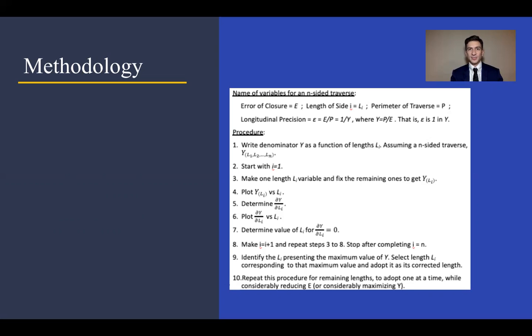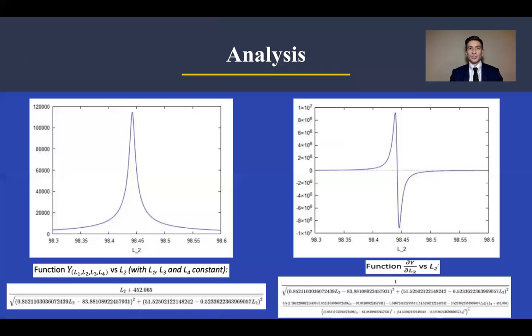This is an iterative method that starts writing the denominator Y as a function of the length L sub i, letting one length L sub i vary while the remaining ones are fixed. The function Y(L sub i) is plotted versus L sub i, and the partial derivative of the function Y with respect to L sub i is determined. Then this partial derivative is plotted against L sub i.